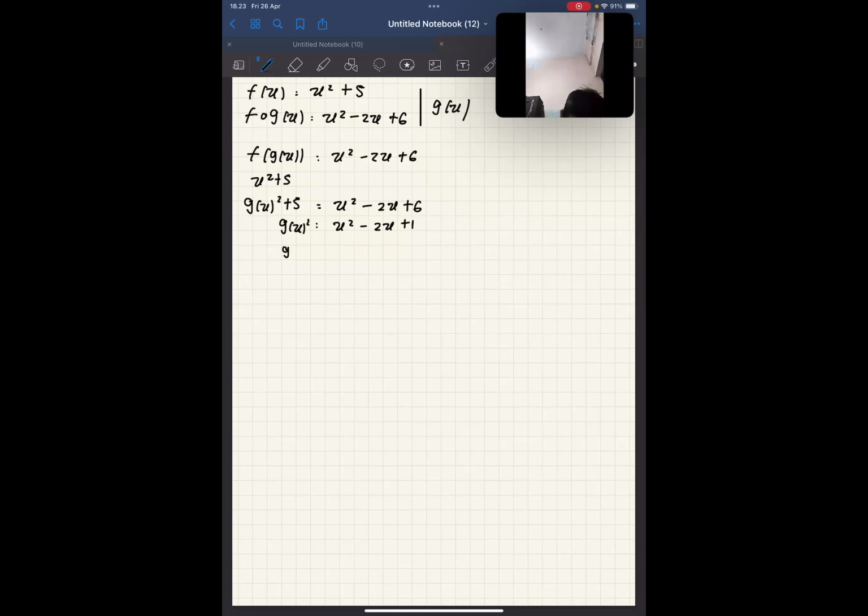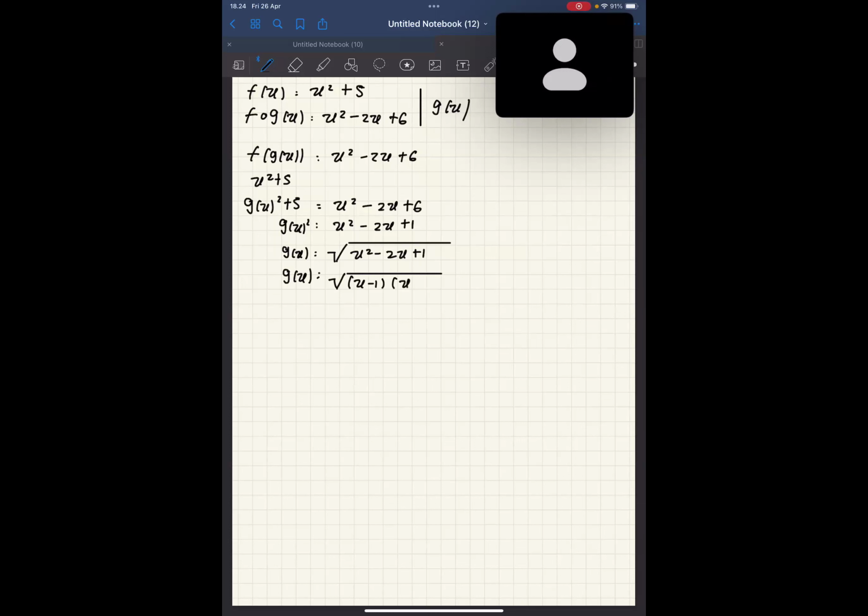Now we are getting rid of the square from the gx. So we just need to square root the x squared minus 2x plus 1. And x squared minus 2x plus 1 is also equal to x minus 1 multiplied by x minus 1. So the gx is equal to the square root of x minus 1 squared. We're eliminating the square root and the square. We get gx equal to x minus 1.